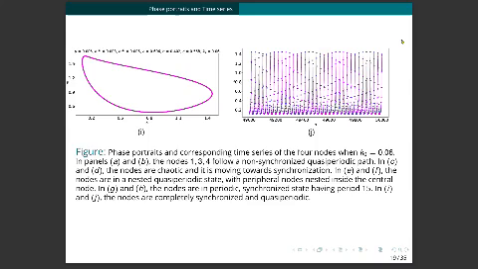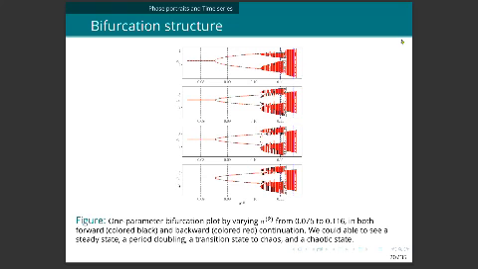This is the last phase portrait, and here all nodes are in a synchronized quasi-periodic state. And J is the time series of I. Now, after plotting the phase portraits and time series, we can look at the bifurcation structure. As I said earlier, this will help us to study the dynamic behavior of the network.